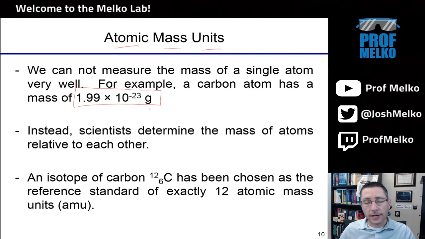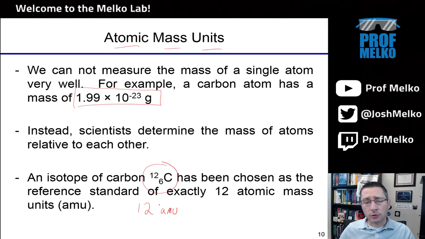That's an awful lot to write out and keep track of, so instead scientists determine the mass of atoms relative to each other. Rather than have these funky, really tiny numbers, we're going to standardize all atoms to carbon-12. We're going to say carbon-12 weighs exactly 12 atomic mass units. So we've just changed from grams, where the number is really small and weird looking, to something uniform. We've gone from grams to atomic mass units. So the mass of carbon here is 12 AMU.